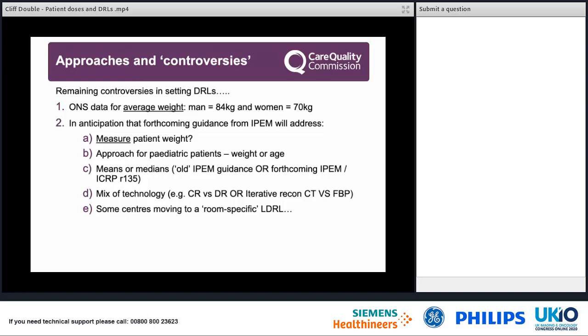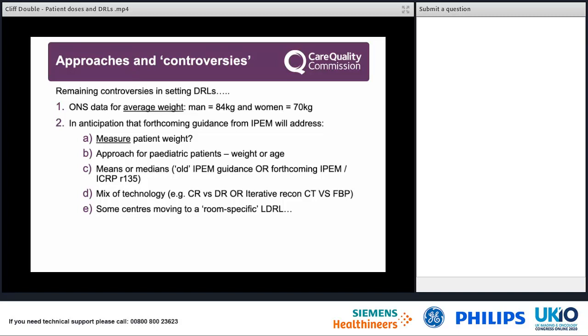Moving on to B, paediatric patients. Historically, we've seen paediatric DRLs described in terms of weight bands or age bands, and again it seems to be entirely variable and at the choice of the hospital whether they choose one or the other. Again, I'm hoping that the working party will give us some advice.